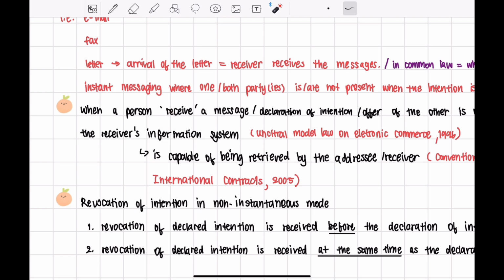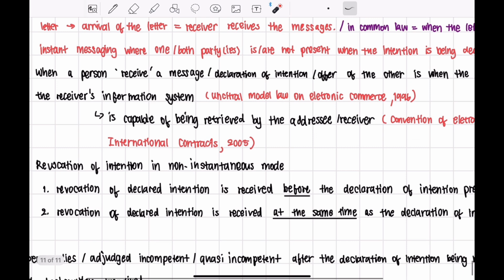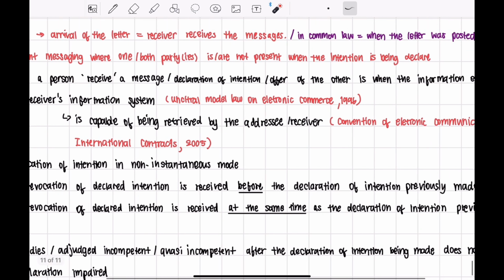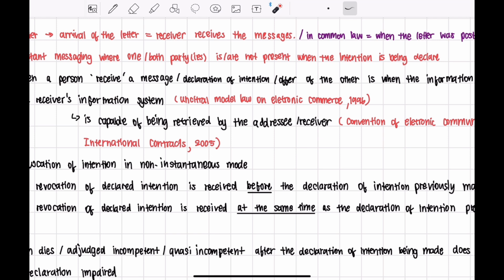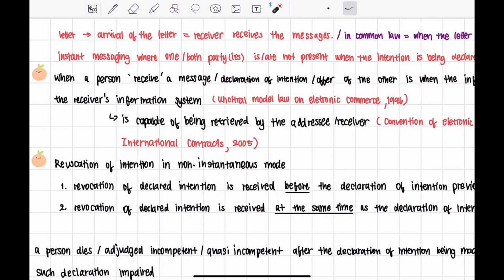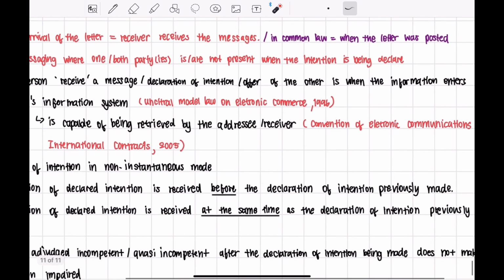And receiving a message in this meaning is when the information enters the receiver's information system. This is from the Electronic Commerce Law of 1996, and it has the same meaning in the Convention on Electronic Communications in International Contracts of 2005 as well, because this convention also states that the intention is received when it is capable of being retrieved by the addressee, basically. So if a message is capable of being retrieved by the addressee, it's probably when the information enters the receiver's information system. So these have basically the same or similar meaning, just from different laws.